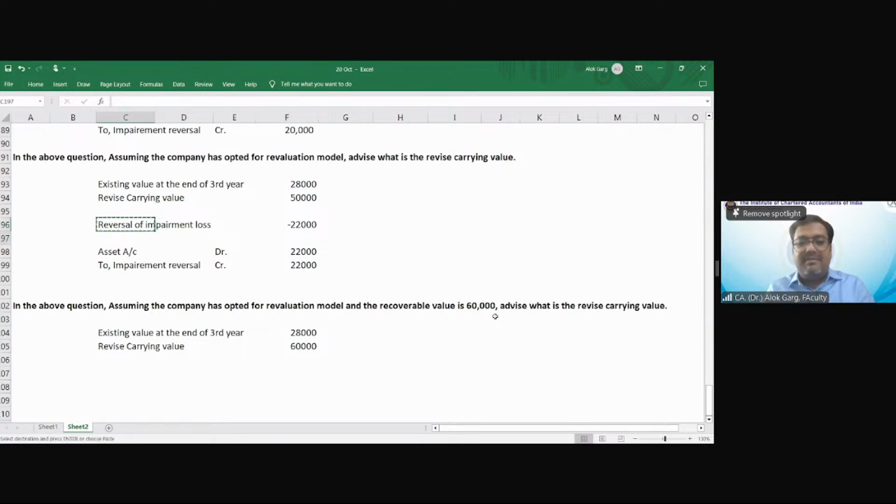How much impairment loss will be reversed? 30,000. इम्पेयरमेंट लॉस कितना रिवर्स करोगे? 30,000. Impairment loss reversal will be 30,000. It will not be 32,000. It will be 30,000 only, to the extent impairment actually recorded in the second year.